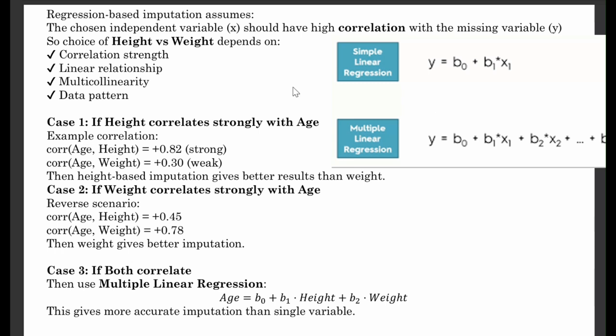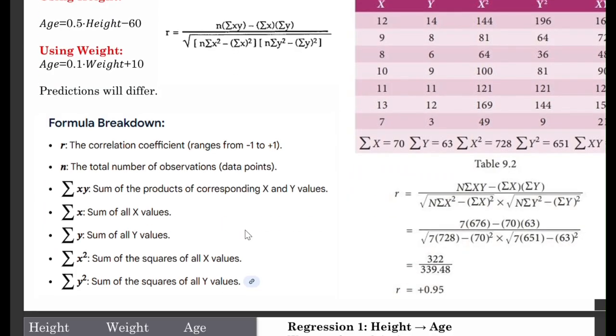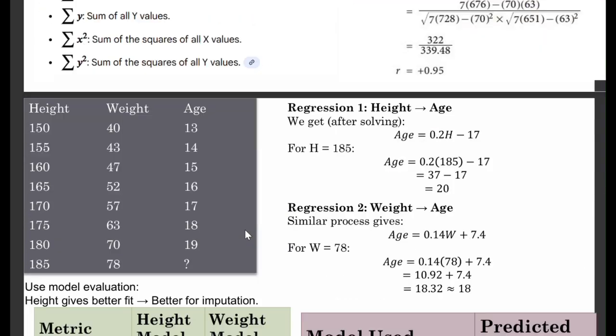These are the cases which I have mentioned before. If height correlates strongly with the age, if weight correlates strongly with the age, if both correlate, then use multiple regression. These are the formulas which are used.